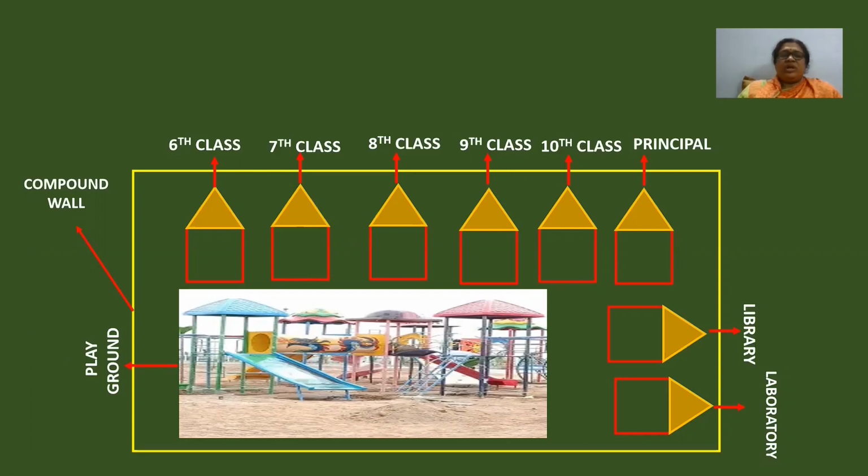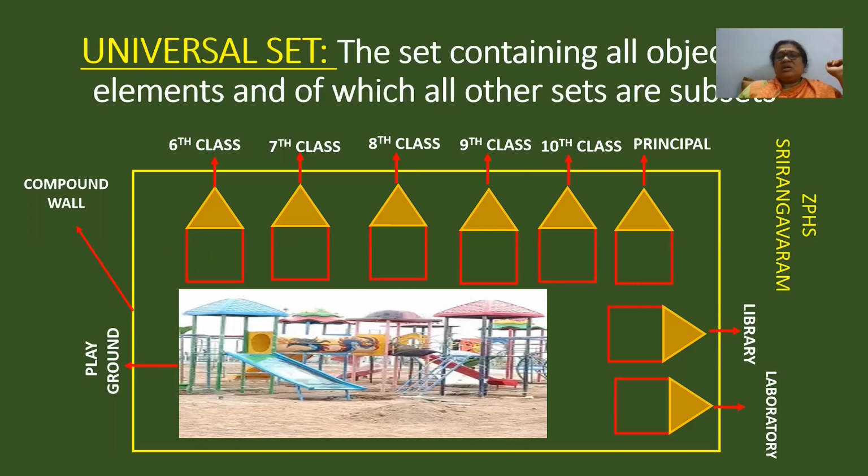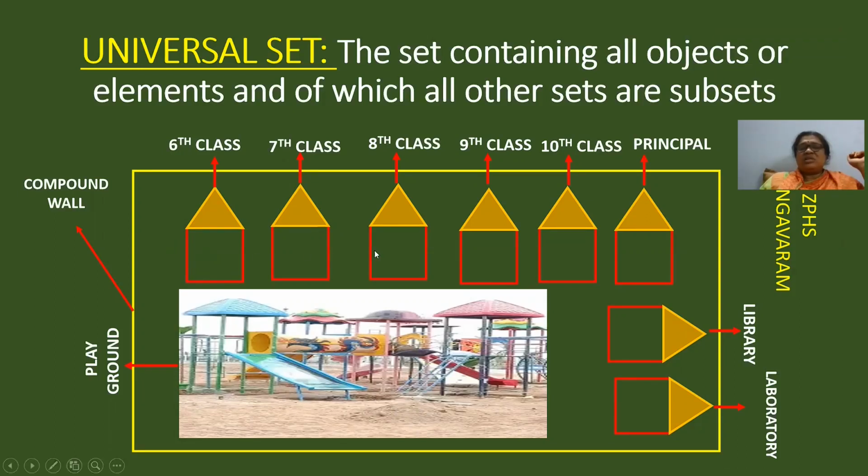So when you look at the picture, all this comes under, you can say, a school. For example, this is ZPHS Srirangavaram. The classes in school ZPHS Srirangavaram means you can say 6th, 7th, 8th, 9th and 10th classes. So these are all located within the school premises. So you can say the school compound wall is a universal set, because all these are small sets which are located within the school premises.